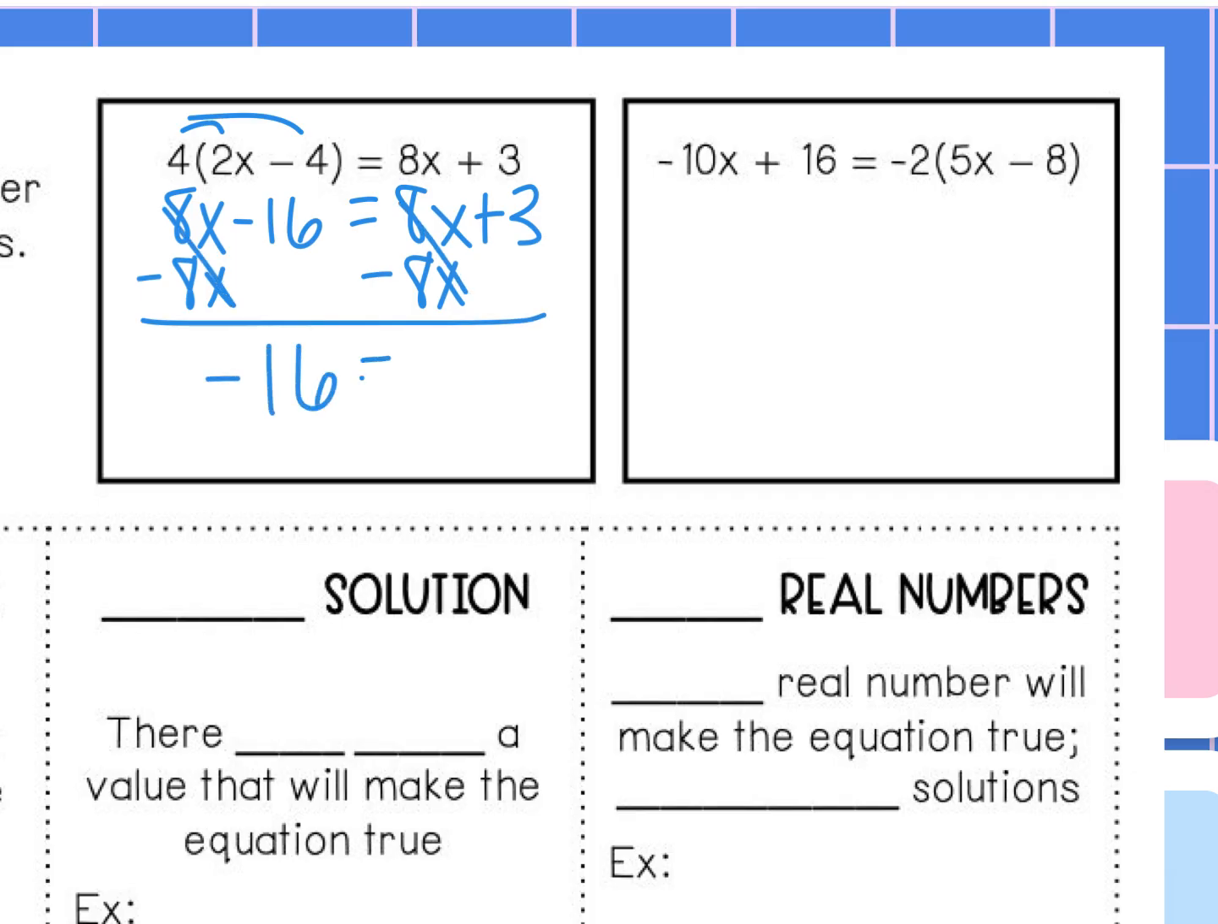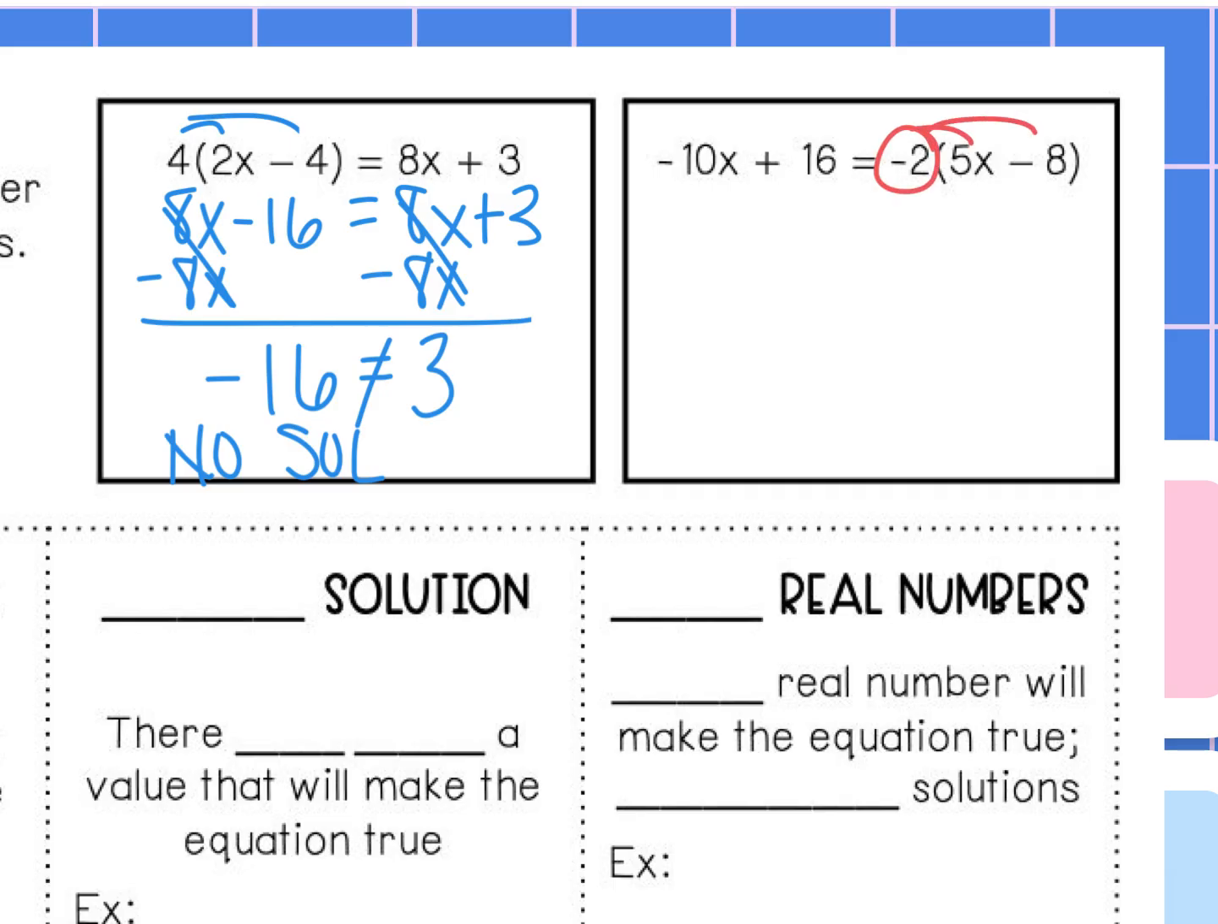Look at what we get. We get negative 16 equals 3. Is that ever true? Does negative 16 ever equal 3? No. So this is never possible. This is going to be a no solution kind of question. If we look at the right, what do we need to do?